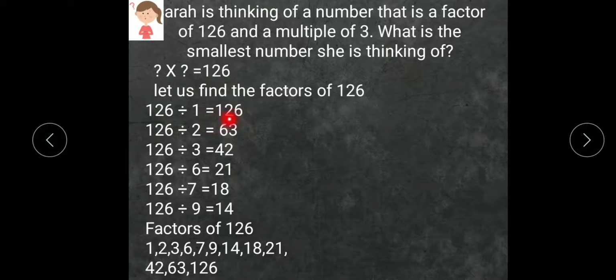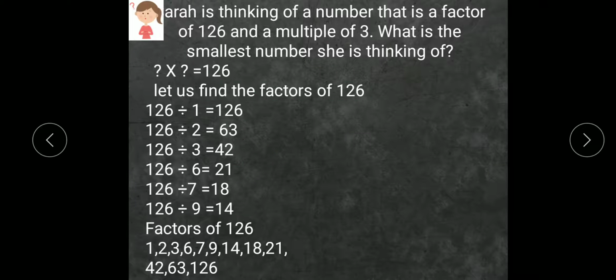126 divided by 1 is 126. 126 divided by 2 is 63. 126 divided by 3 is 42. 126 divided by 6 is 21. 126 divided by 7 is 18. 126 divided by 9 will give you 14. So the factors of 126 are 1, 2, 3, 6, 7, 9, 14, 18, 21, 42, 63 and 126. So we have found all the factors of 126, correct?